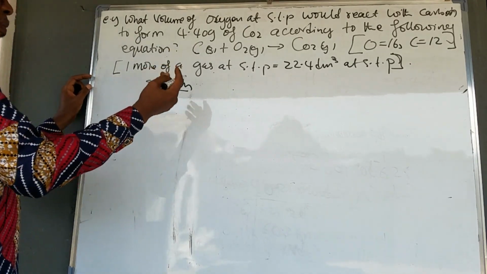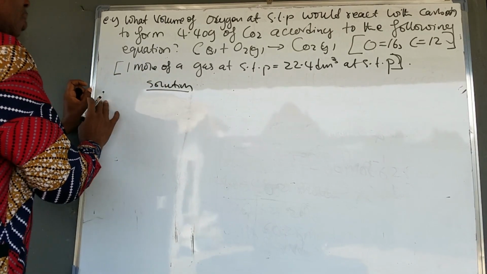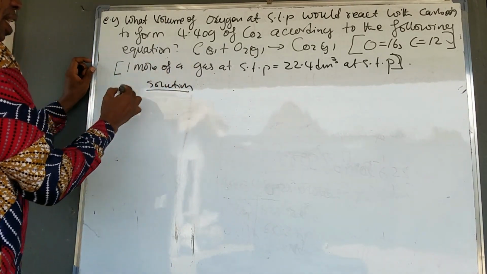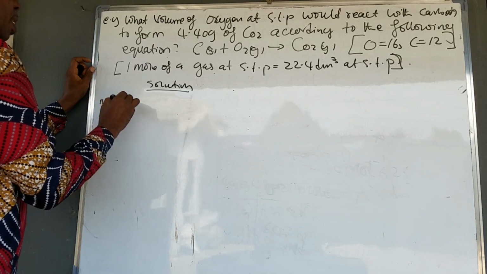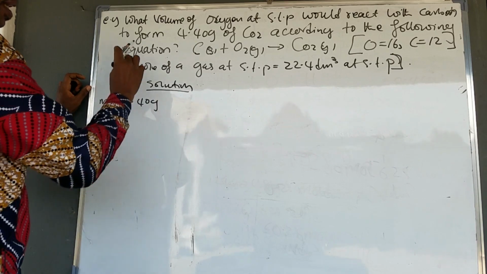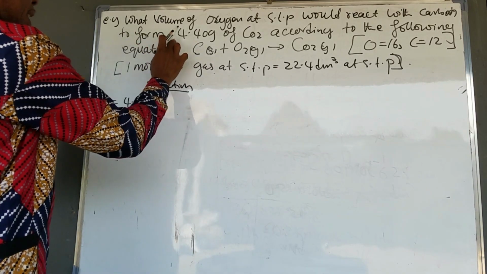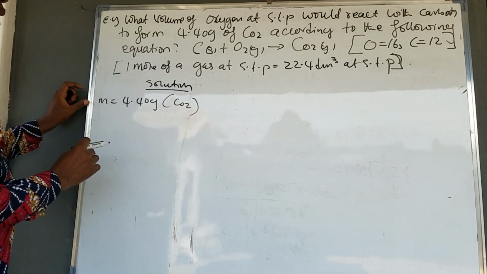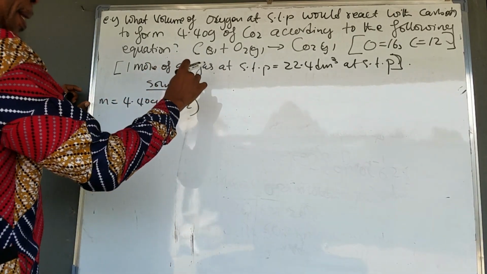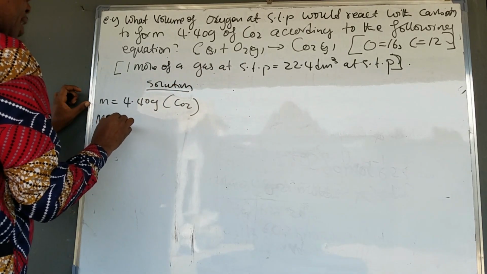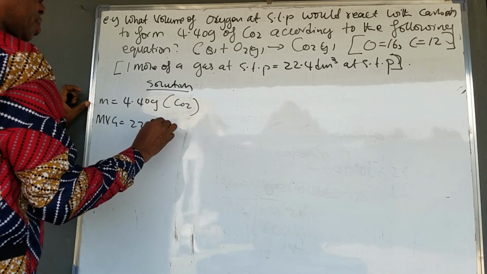Now, with this information, remember what I told you, always start with what is given to you. It gives you a guide to pick up your formula. Now we have small m. Small m is 4.40 grams, that is for carbon(IV) oxide. And then we have the molar volume of gas, which is 22.4 dm³.